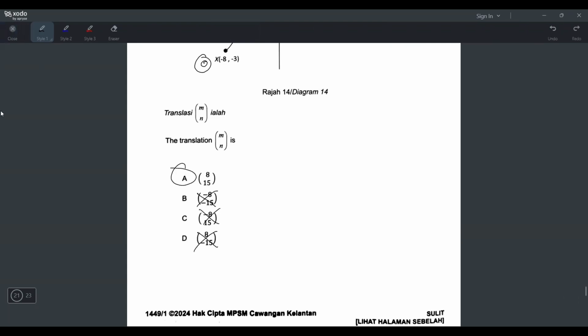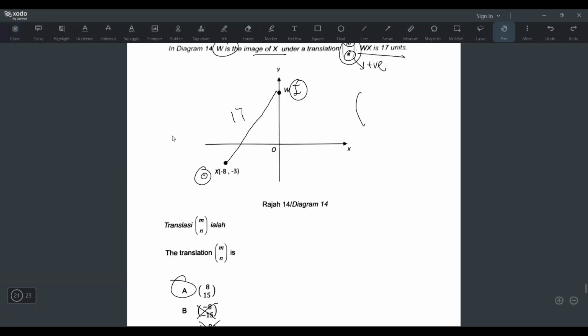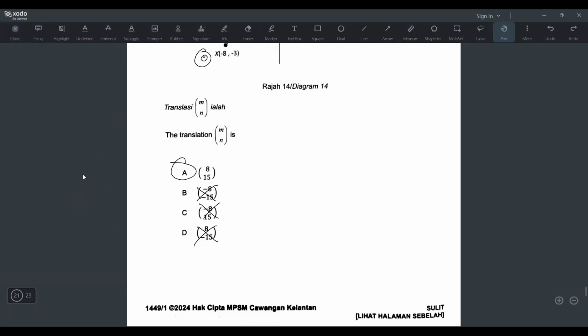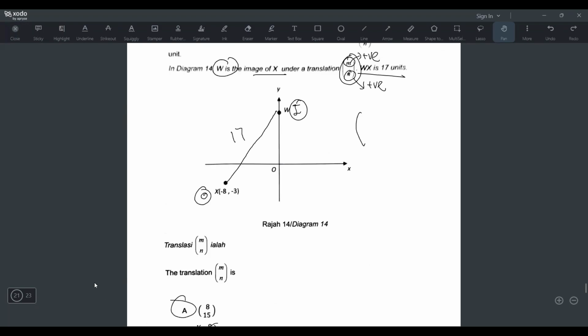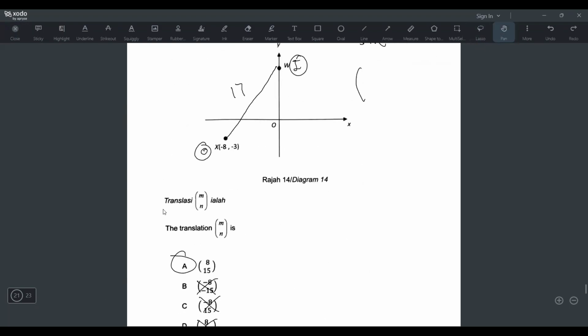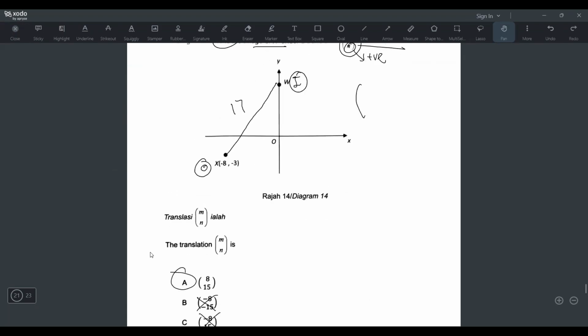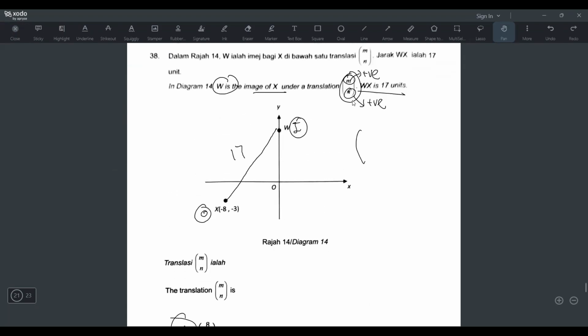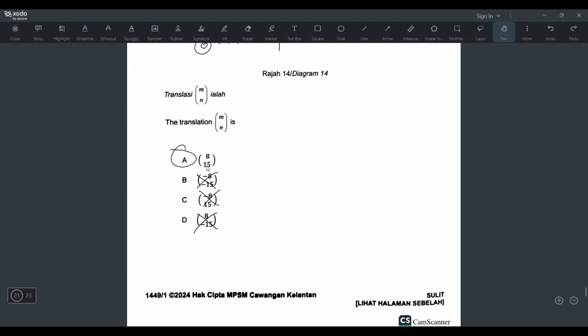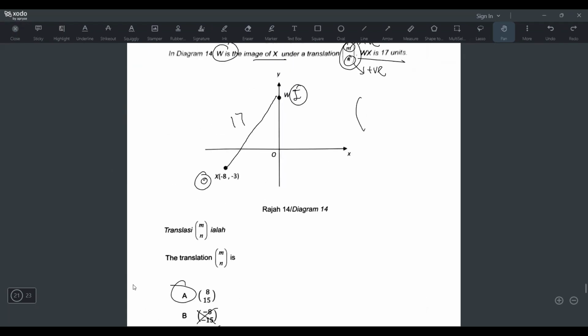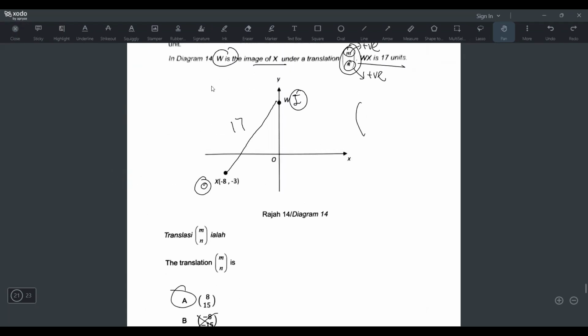Did you realize I didn't even use the 17. I didn't even use the information. Right? So this is why when you do paper 1, you can straight away look at the answer, and you know the answer so fast, right? So you know the M and N must be positive, and you look at the pilihan here. So automatic is A lah. Okay. But I can explain to you also why is it A.